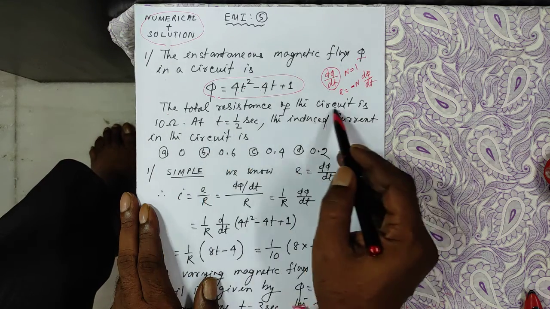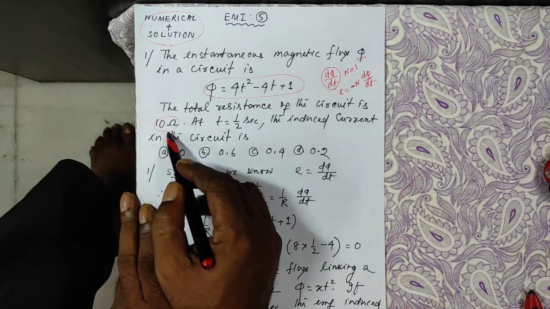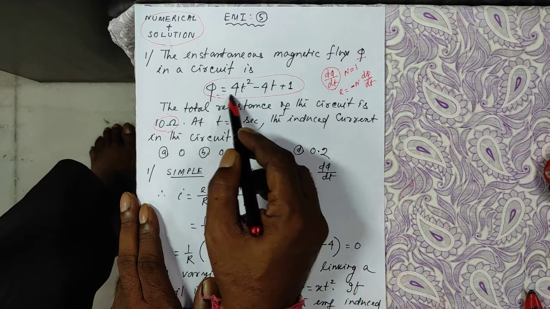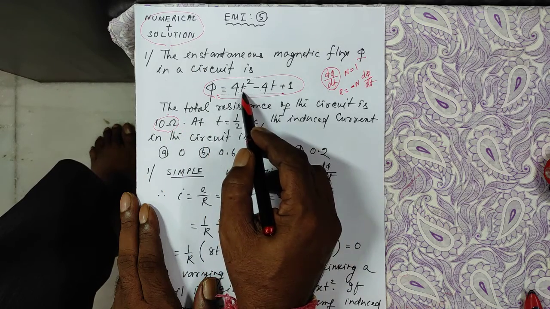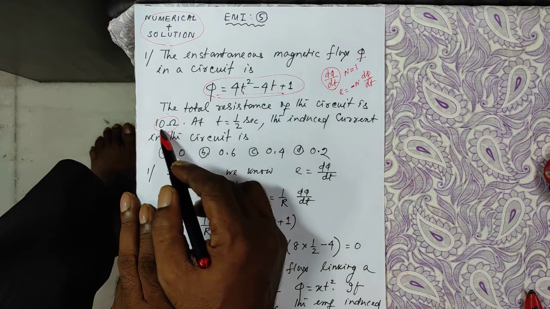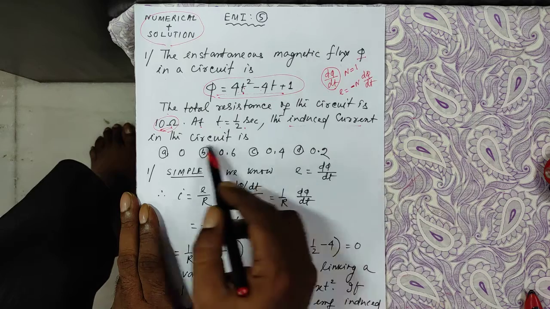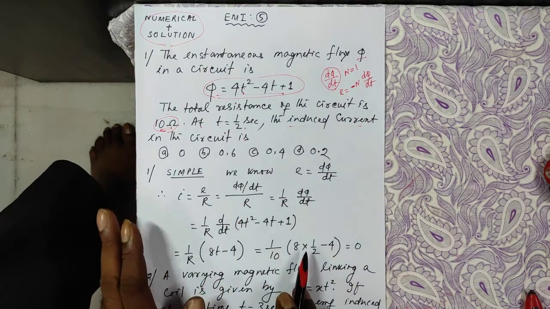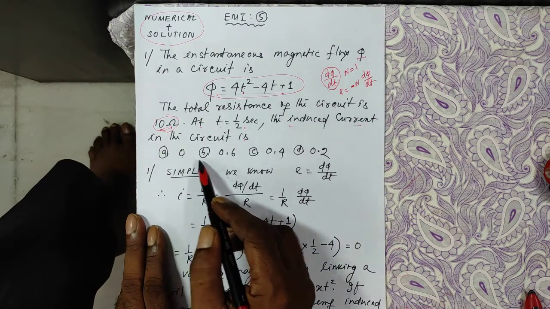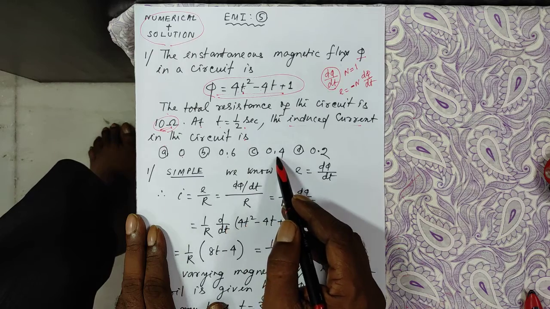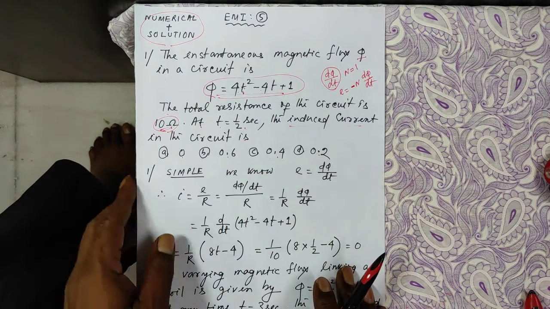Now, the total resistance of the circuit is 10 ohm. The circuit through which this flux is associated and it is changing, and the resistance of that circuit is 10 ohm. At t is equal to half second, the induced current in the circuit is how much? First choice, 0 ampere, 0.6 ampere, 0.4 ampere, 0.2 ampere. Very simple.